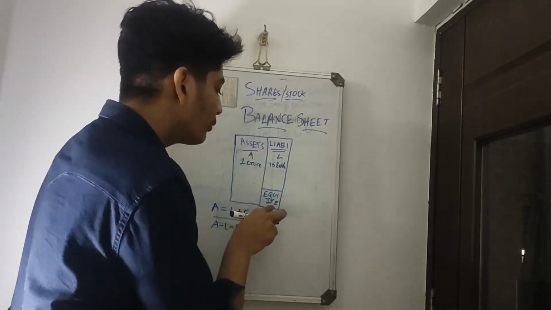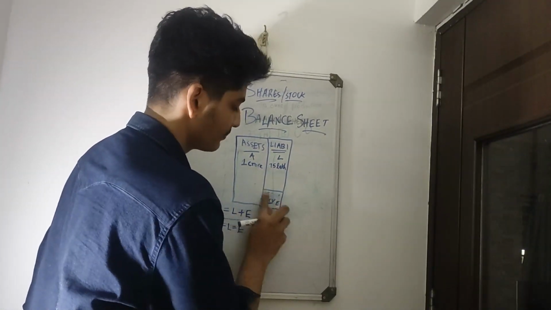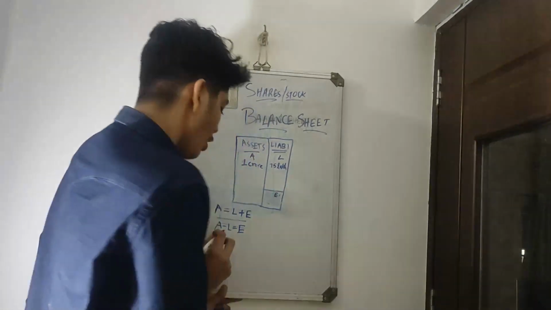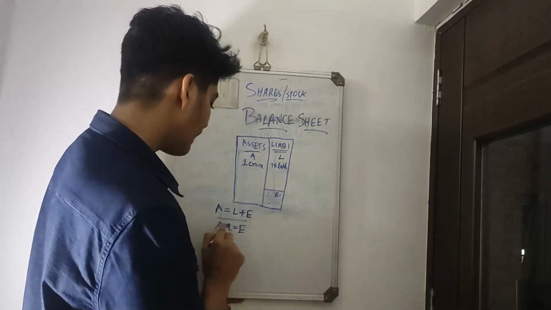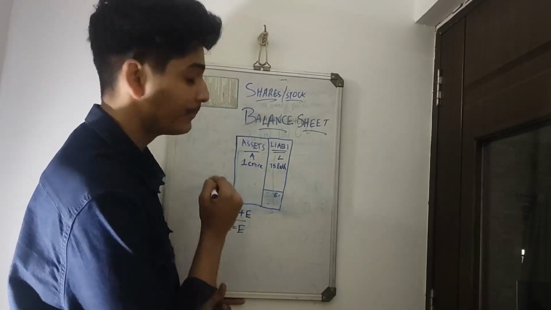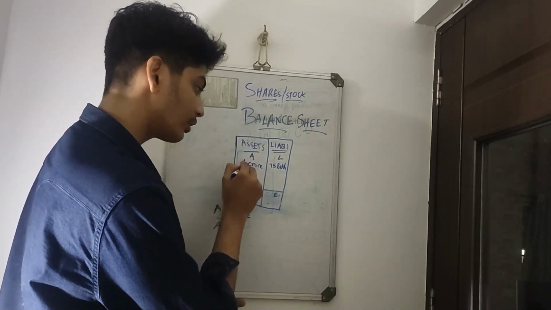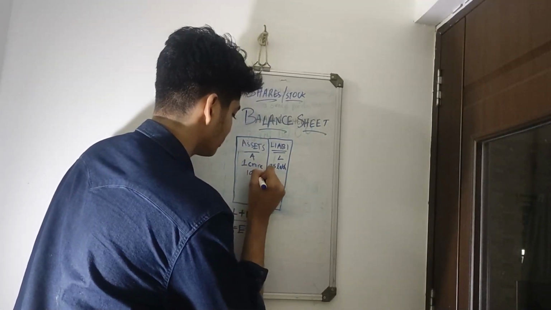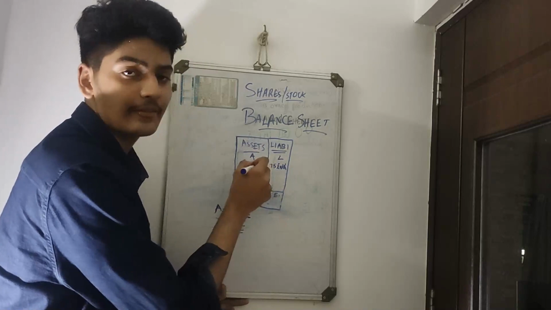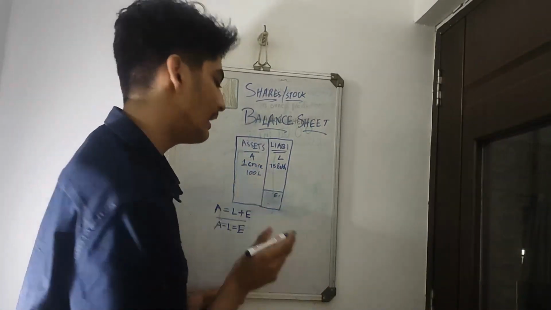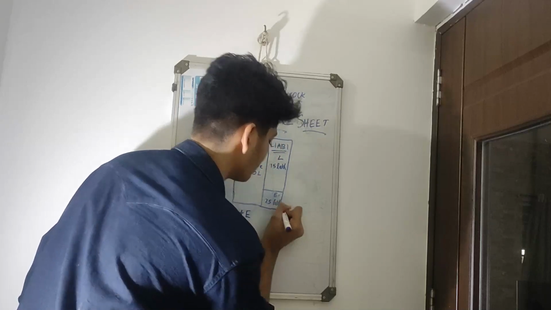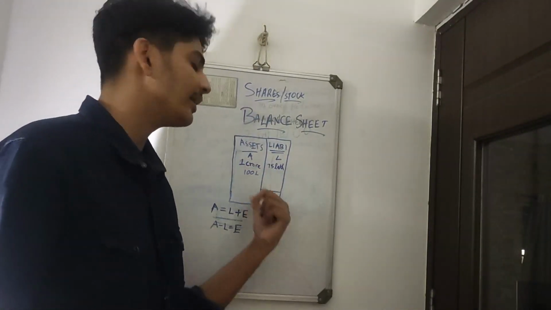So what is equity in this scenario? I will denote equity with E. With this formula, I had earlier said that equity is equal to assets minus liabilities, which is 1 crore, which is nothing but 100 lakhs, right? 100 lakhs minus 75 lakhs, it's nothing but 25 lakhs. Now my equity is 25 lakhs.